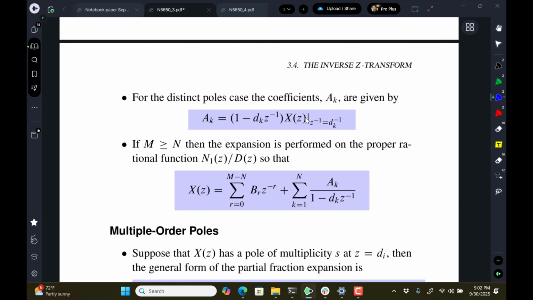I call it the residue because it's what happens when you're doing the complex variable theory. It's the exact same thing. Terminology is similar. We're using that to get our partial fraction coefficient.